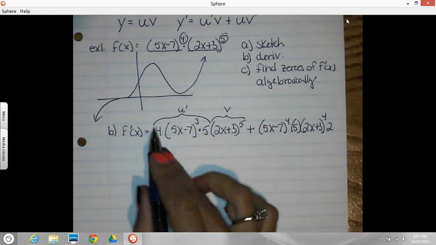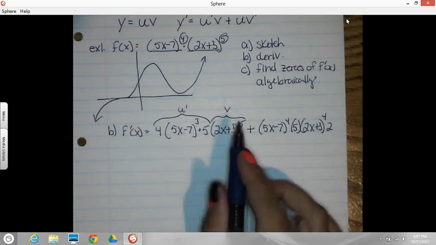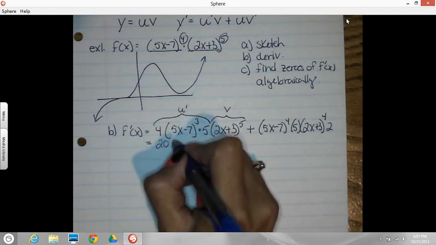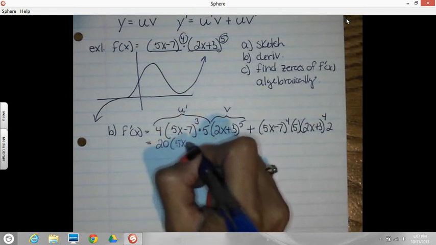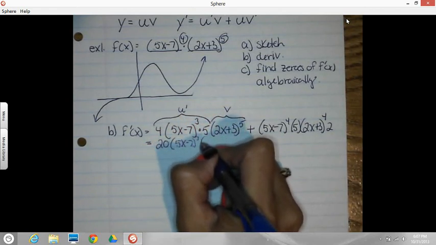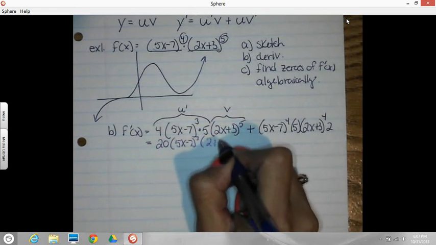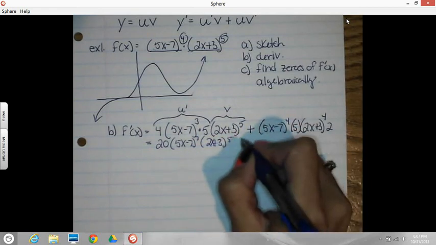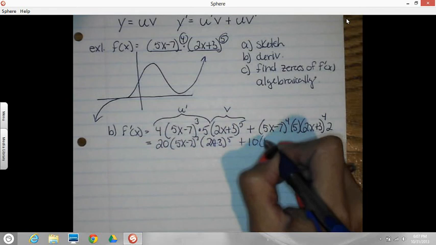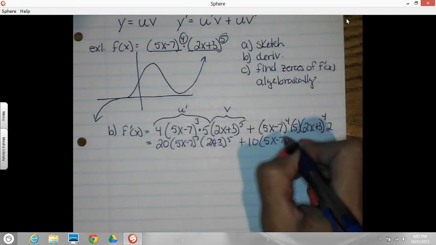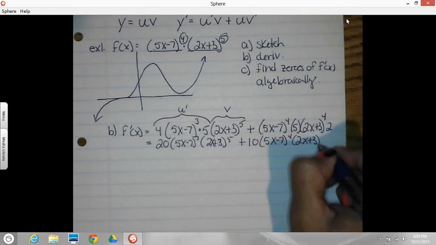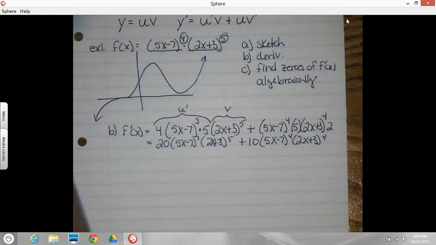So we've got the 2 baskets that we're going to simplify and then we're going to factor. So I've got a 20, 5x minus 7 cubed, and 2x plus 3 to the 5th. Over here I can pull out a 10 in front, 5x minus 7 to the 4th, 2x plus 3 to the 4th.